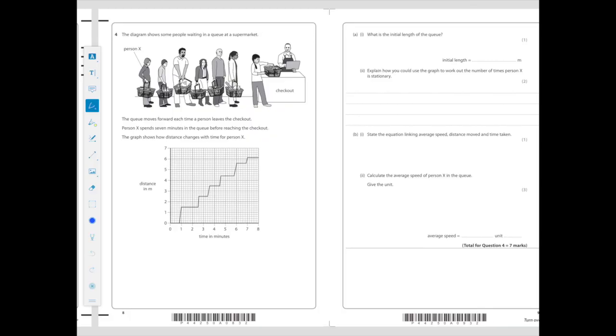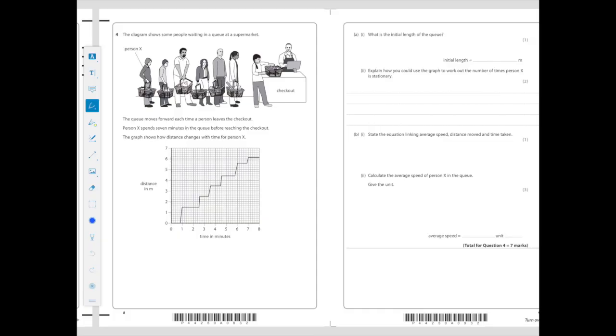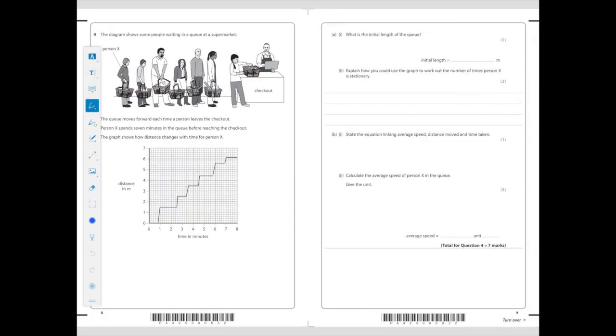Question 4. The diagram shows some people waiting in a queue at a supermarket. The queue moves forward each time a person leaves the checkout. Person X spends 7 minutes in the queue before reaching the checkout, and the graph shows how distance changes with time for person X. So it's the last person in the queue, and notice that it is a distance time graph. So what is the initial length of the queue? And we're looking for that in meters. So all you have to do is read off here on the y-axis. So read along and you'll see, if my pen wasn't as fat, that it is 6.1 meters.